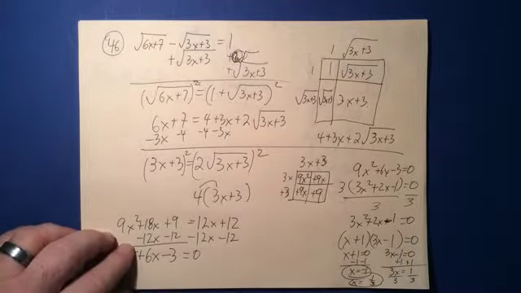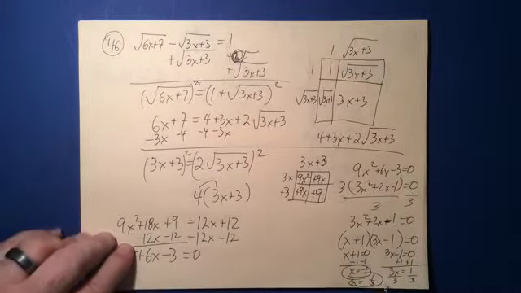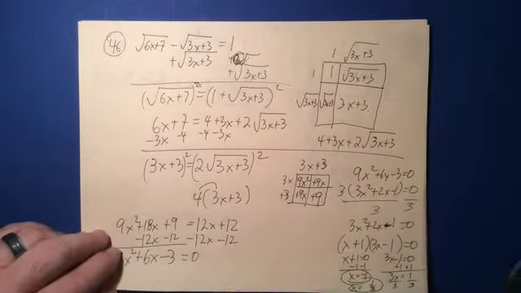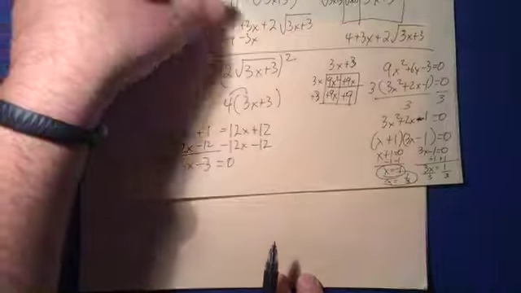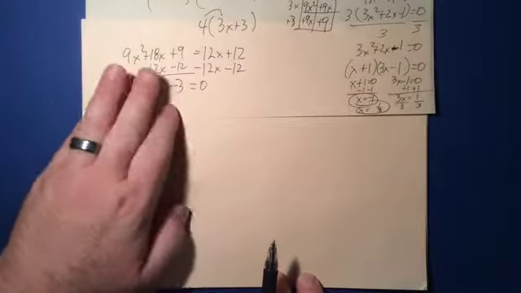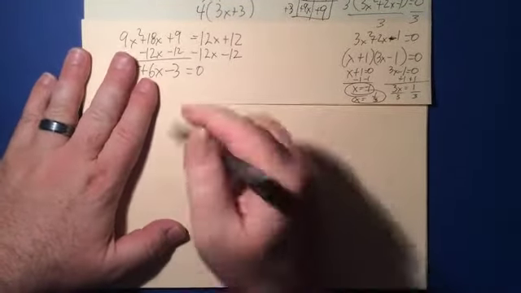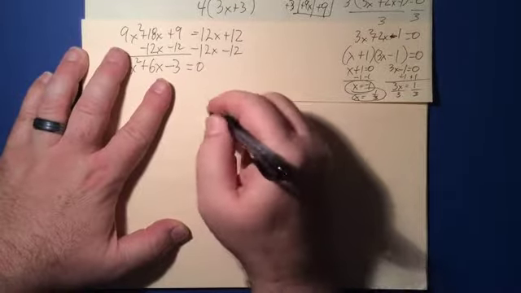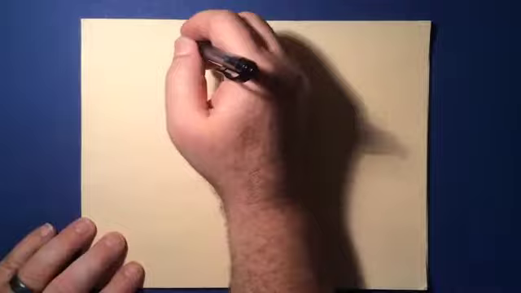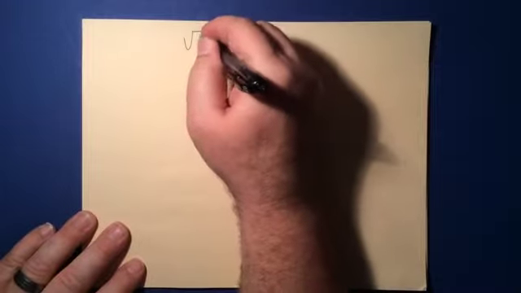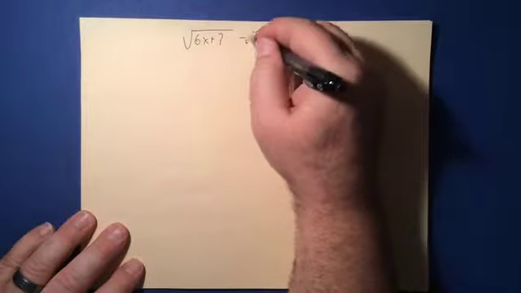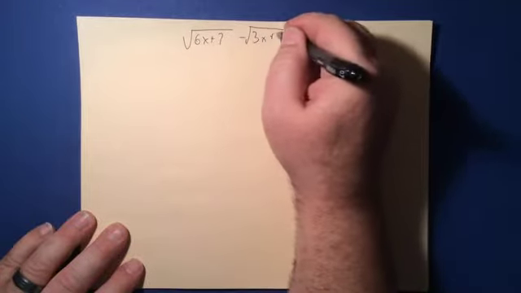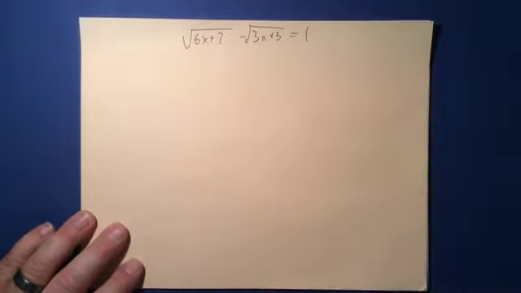We're going to go ahead and I'm going to check both of these answers. I'm going to move this up a little bit. So I'm going to write down the original form of the equation here, and I'm going to check both of these solutions. So the original equation, let me just write this down on a fresh page here. The original form of the equation is radical 6x plus 7 minus 3 radical 3x plus 3. We want to see if that's equal to 1.